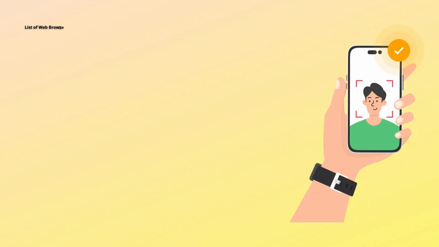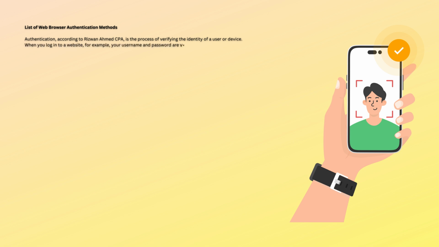List of web browser authentication methods. Authentication, according to Rizwan Ahmed CPA, is the process of verifying the identity of a user or device. When you log into a website, for example, your username and password are verified against a database of approved users. If your credentials match what's on file, you're allowed access to the site. If not, you're denied access.